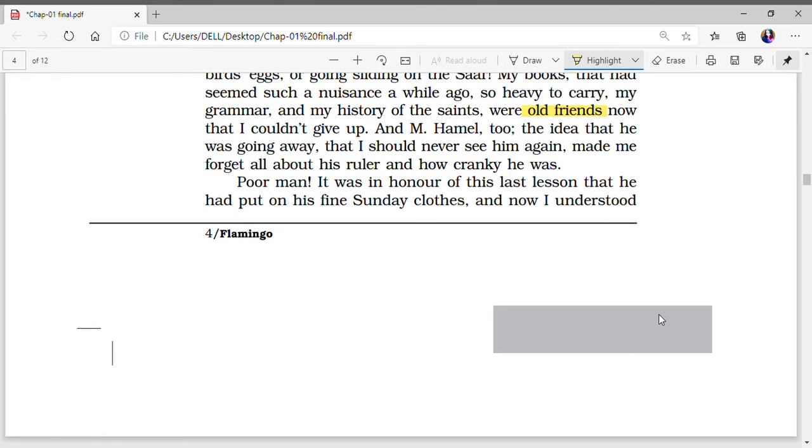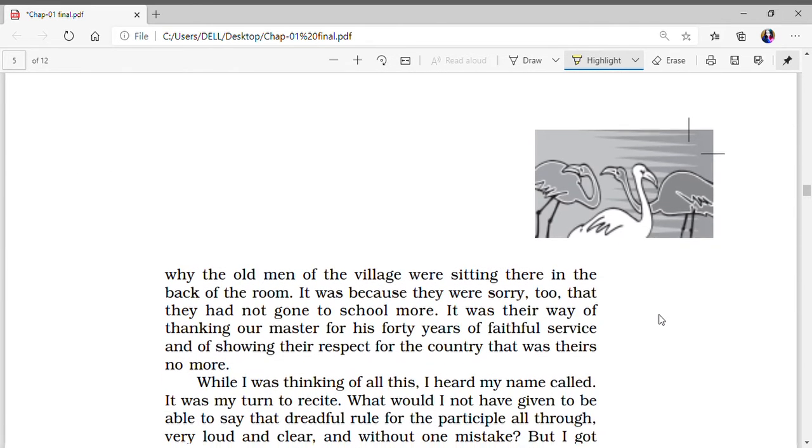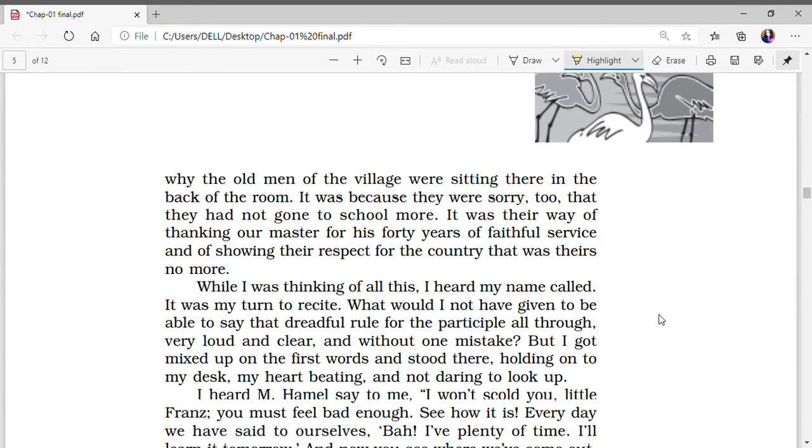Poor man. It was in honor of this last lesson that he had put on his fine Sunday clothes. Okay, so now he's making sense out of all the events that he noticed happening. And now I understood why the old men of the village were sitting there in the back of the room. It was because they were sorry too. Okay, so now he knows why everything is so strange today.